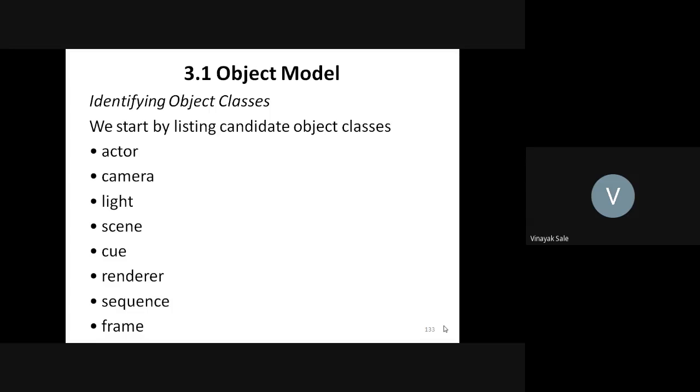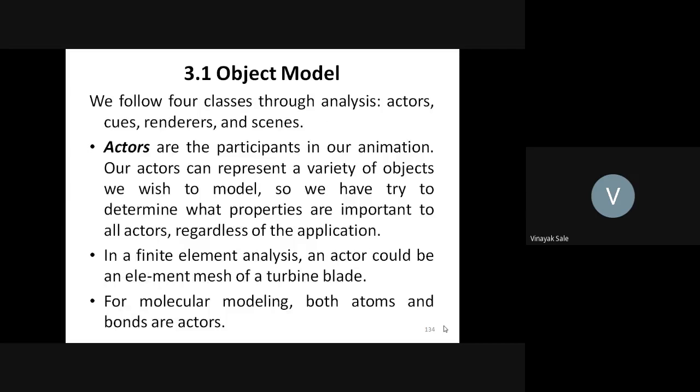By using these 6 to 7 points, we generate a film. So we will study in detail one by one. So what is an actor? Actors are the participants in our animation. Our actors can represent a variety of objects we want to model. So we have tried to determine what properties are important to all actors regardless of the application.